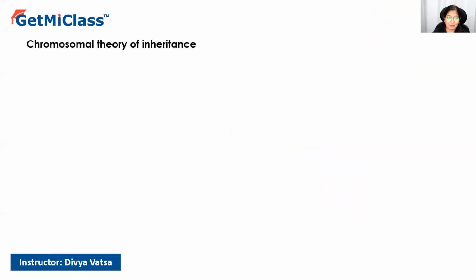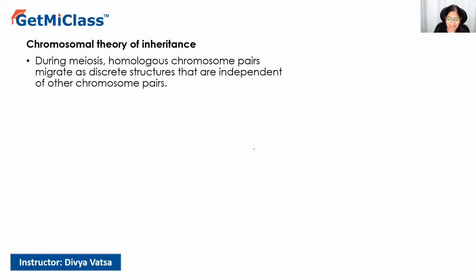Now moving on to studying the chromosomal theory of inheritance. Because when we found out about the exceptions to Mendelism, we got to know that we should work on the chromosome, and the actual basis of inheritance is basically this particular chromosome. Now, the chromosomal theory of inheritance states that during meiosis, that is during the reductional division, the homologous chromosome pairs migrate as discrete structures that are independent of other chromosome pairs.